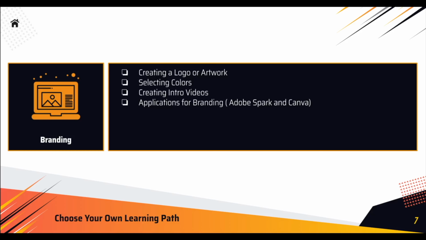And as far as branding, we'll look at creating a logo or artwork for your videos, selecting the colors, being precise, getting down to the actual hex code so we can get a precise color that you want. Look at creating videos and the applications approved by Wake County that we can use. We'll be specifically looking at Adobe Spark and Canva for Education.